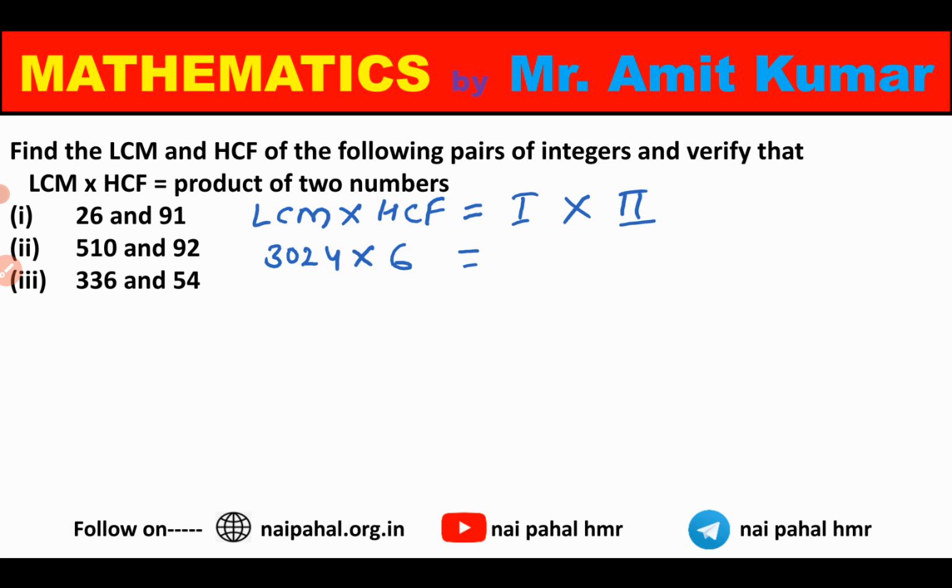What is the first number? 336. And what is the second number? That is 54. Now you can multiply it easily by 6. You will get 18144, which is equal to the same side here. And then, if it is clear, move on to the next part.